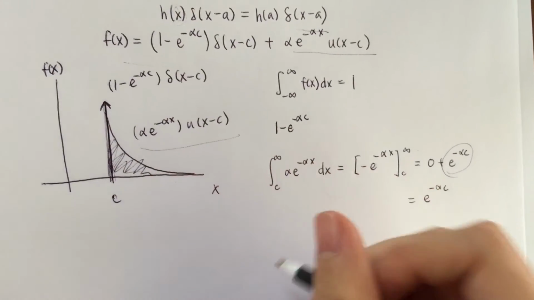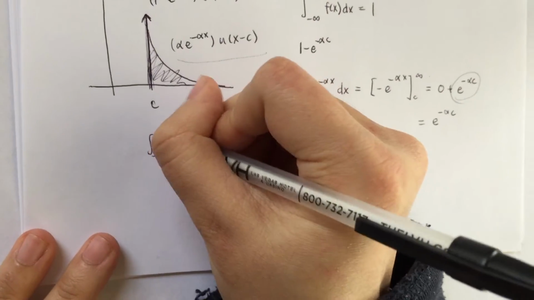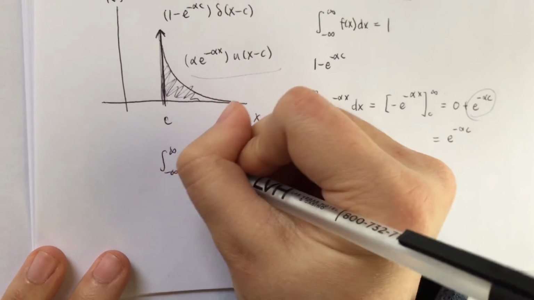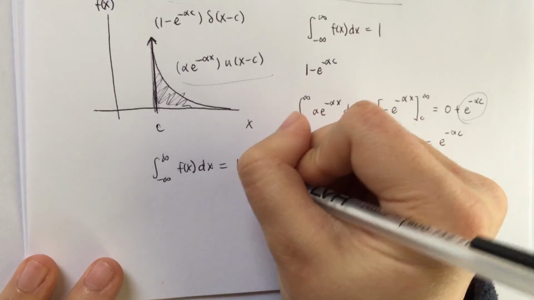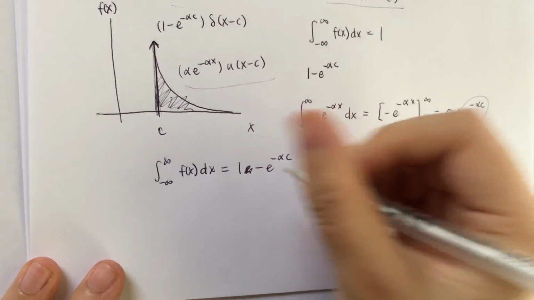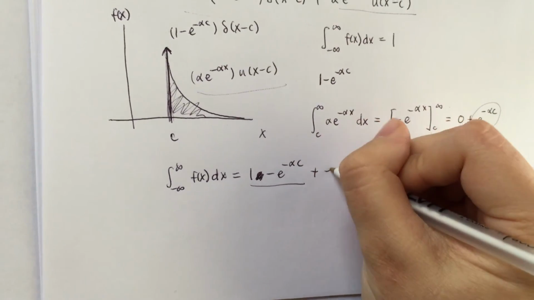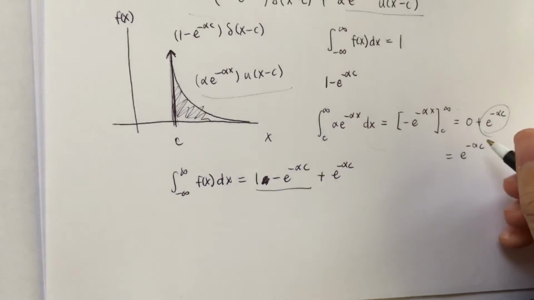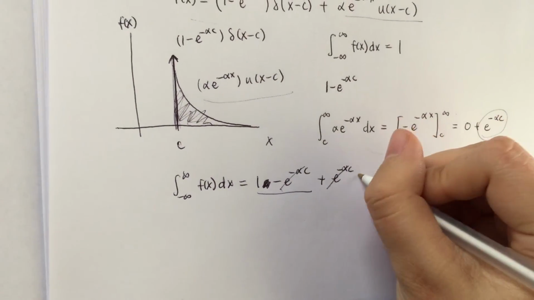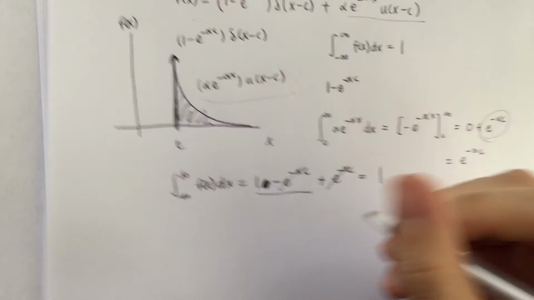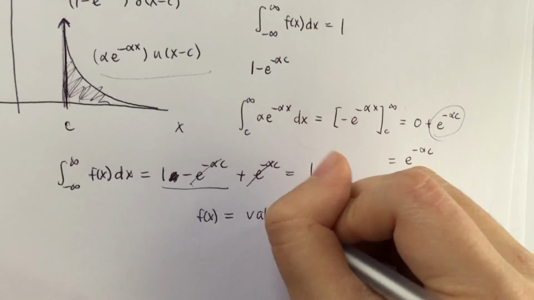So we add the two areas, the delta function and the area we just found. Minus e to the negative alpha c, so this is the area of the impulse function, plus e to the negative alpha c, which is the area under the curve. These two cancel out. You see that this is 1. So we can say that f of x is a valid PDF.